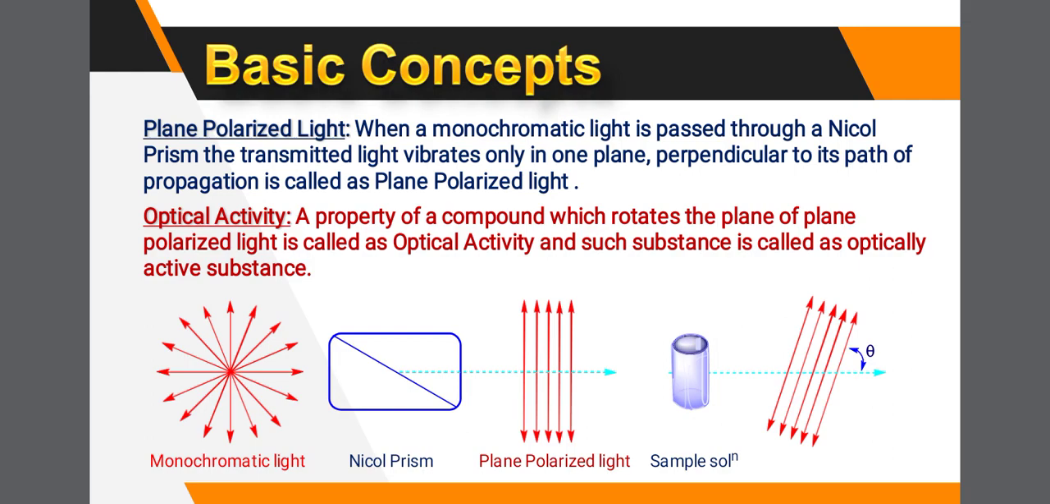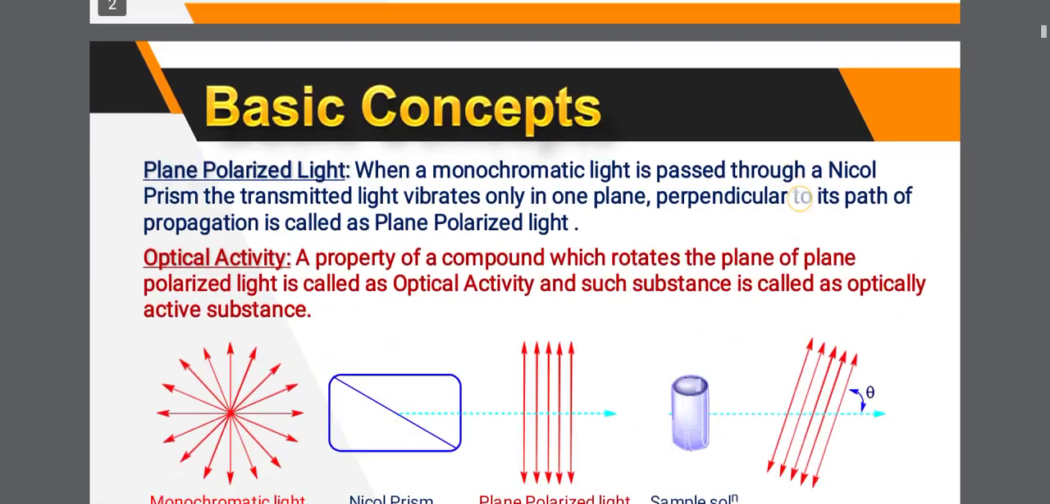Here see the monochromatic light has different directions, and in the second place a Nicol prism is there, and when that monochromatic light is passed through the Nicol prism, the transmitted light vibrates only in one plane. See the third diagram, plane polarized light. Okay, and when that plane polarized light is passed through the sample solution, at that time the light vibrates perpendicular to its path of propagation, that is called plane polarized light.